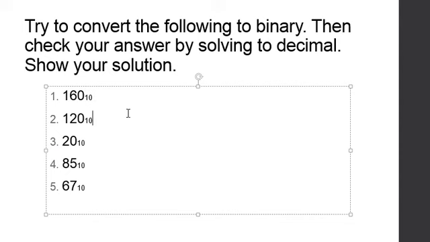Now class, just choose 2 problems from here, then try to solve them. First, convert from decimal to binary, and to check your answer, you can then convert binary to decimal. I hope you get the correct answer.